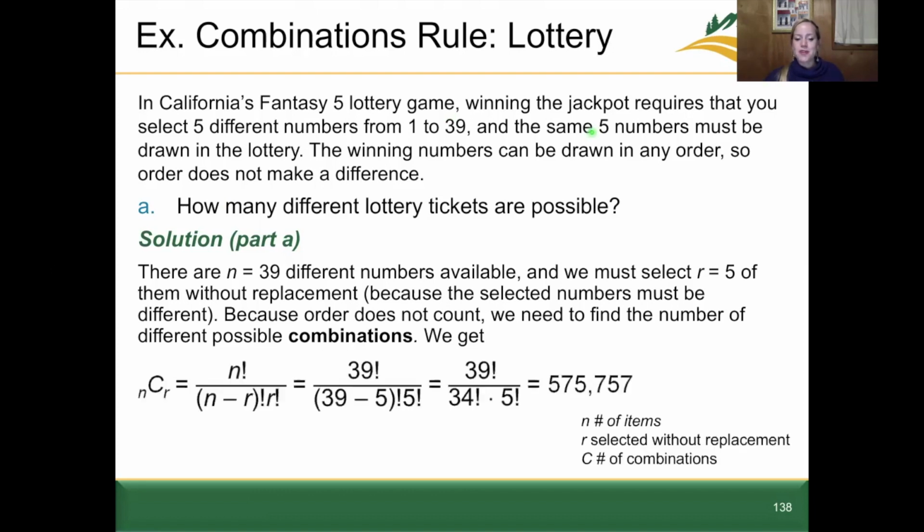Using the combinations formula, we can plug these in. So n is 39, so we have 39 factorial. In the denominator, we have n minus r, that's 39 minus 5. That's in parentheses, also factorial. Then we multiply also this in the denominator by r factorial, so we end up getting 39 factorial divided by 34 factorial times 5 factorial. So for this answer, how many different lottery tickets are possible? Well, 575,757 combinations are possible given these constraints.